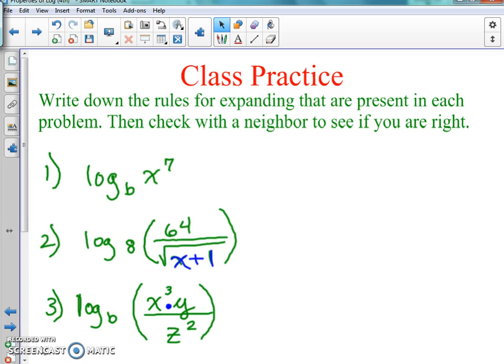Is there a power rule? Is there a product rule? Is there a quotient rule? Number two, do the same thing. Write down only the rules that you would use for that problem. Is there multiplication going on? Is there division going on? Are there exponents happening? If there are exponents happening, tell me that you're going to use the power rule. If there's division happening, tell me you're going to use the quotient rule. If you see multiplication happening, tell me you're going to use the power rule. So write down just the rules that you need for these problems.